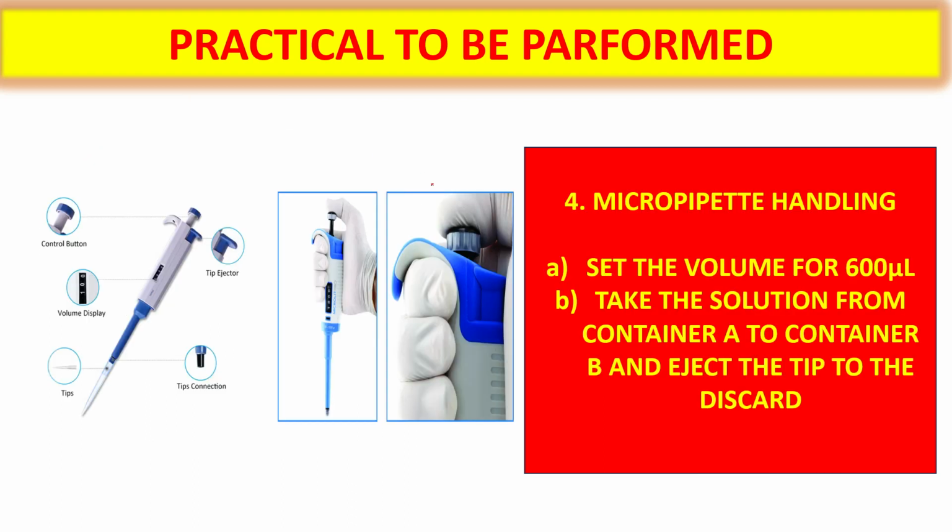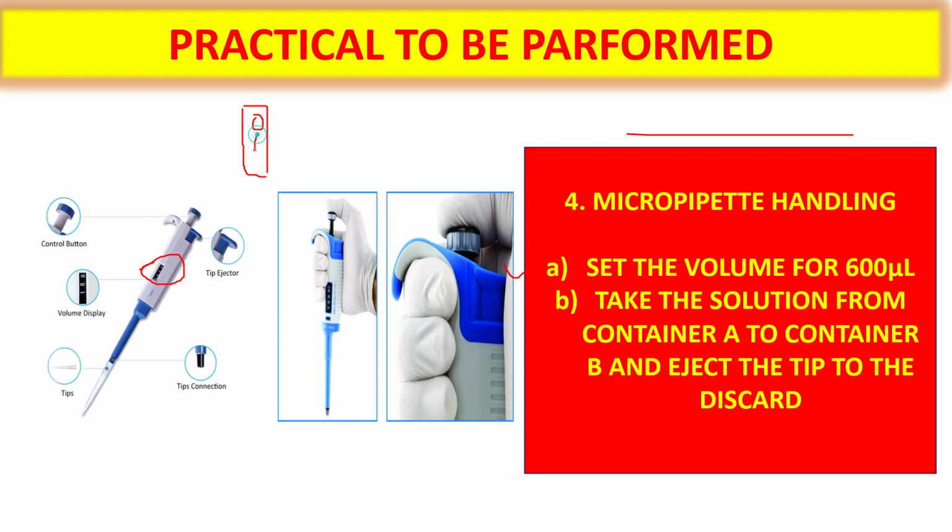Next thing is micropipette handling. You are instructed that we have to set the volume to 600 microliter, take the solution from container A to container B, and eject the tip to the discard. So what do you have to perform? At first we have to take 600 microliters. For taking 600 microliter solution, at first we have to take the micropipette, that is the 1 ml or 1000 microliter micropipette. Here the digits are showing, so you have to set the volume to 600 microliter.